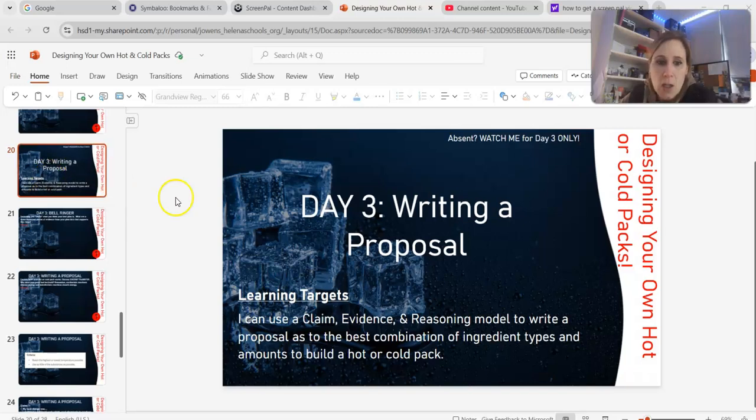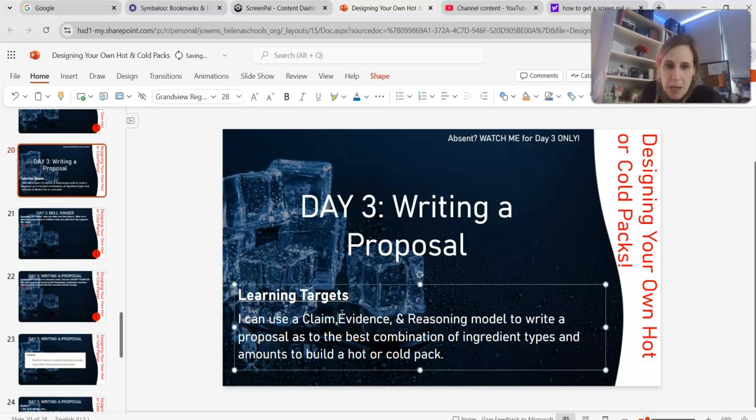Okay, so your learning target: I can use a claim, evidence, and reasoning model to write a proposal as to the best combination of ingredient types and amounts. Okay, so at this point, it's really going to be ratios of ingredients, since you have already chosen which ingredients you want to use. Okay, and then you will use this as a proposal to say, hey, this is why this ingredient or this experiment would be the best for a hot or cold pack.